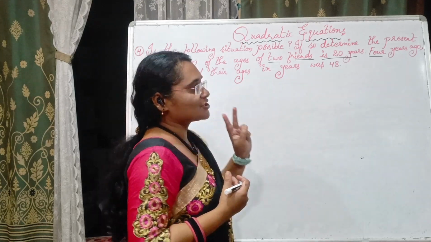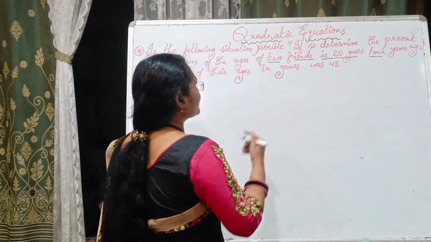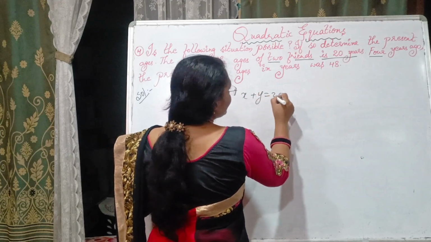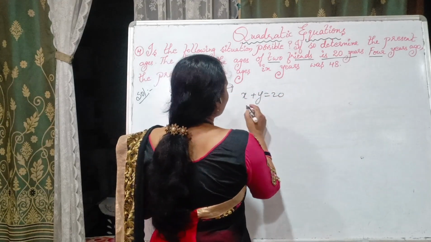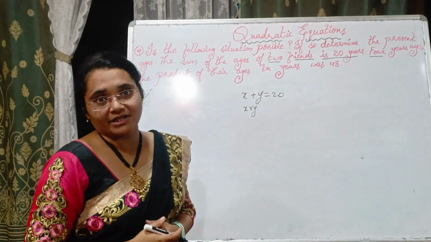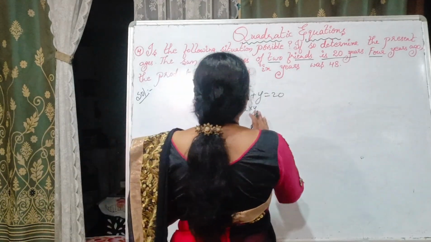Here he has given two conditions. One condition: the sum of the ages of the two friends is 20 years. Second condition: the multiplication of their ages 4 years before will be 48. Let us check that one.